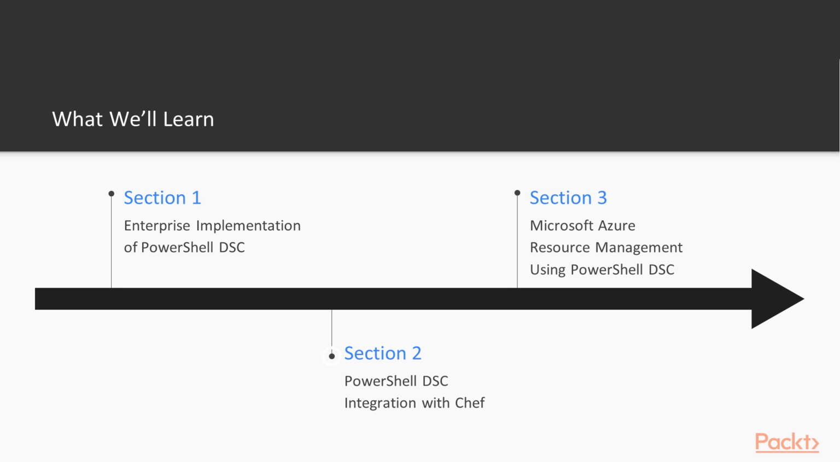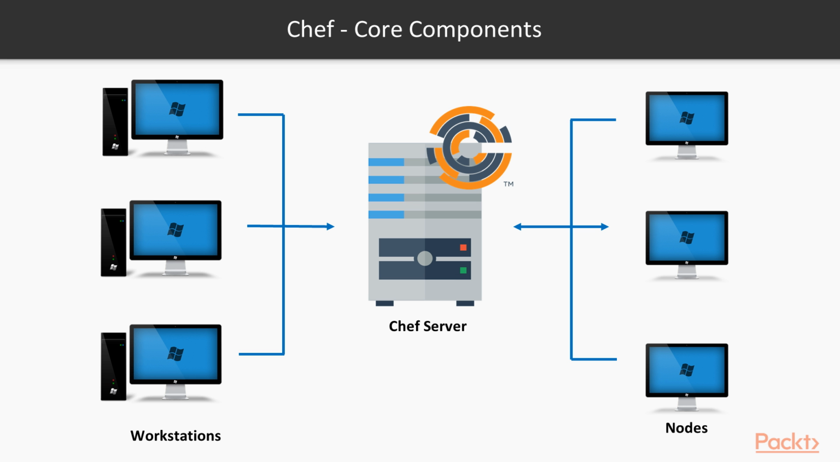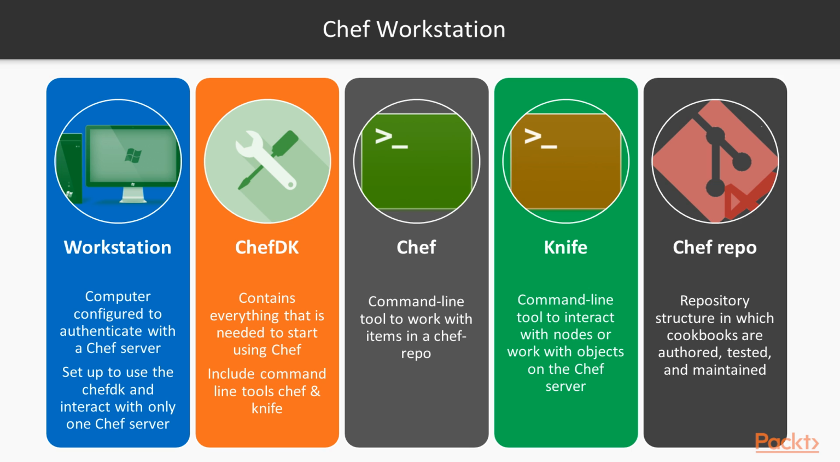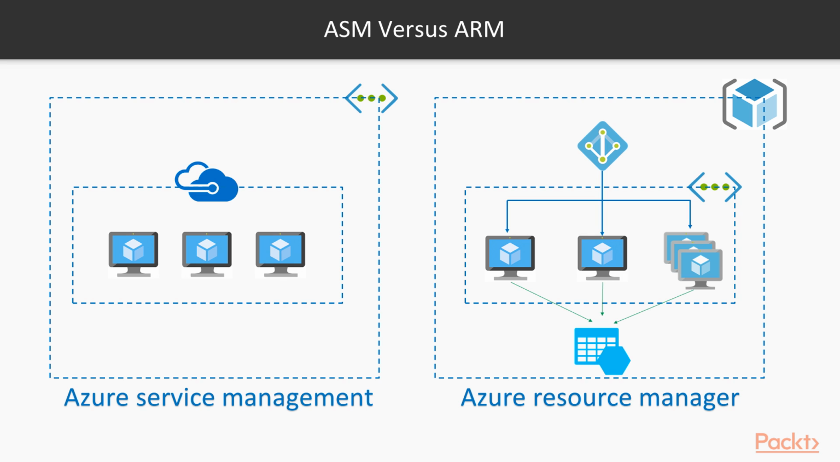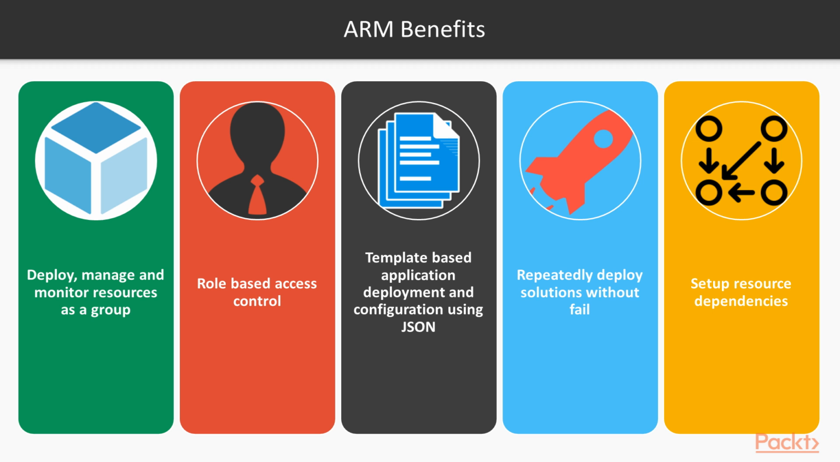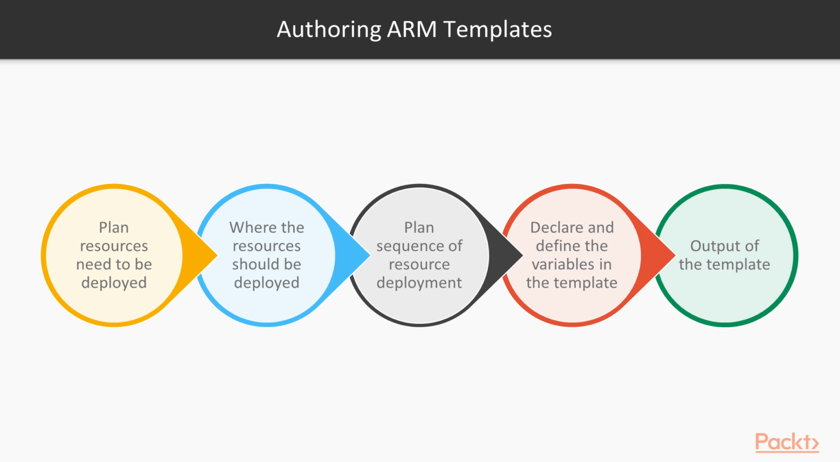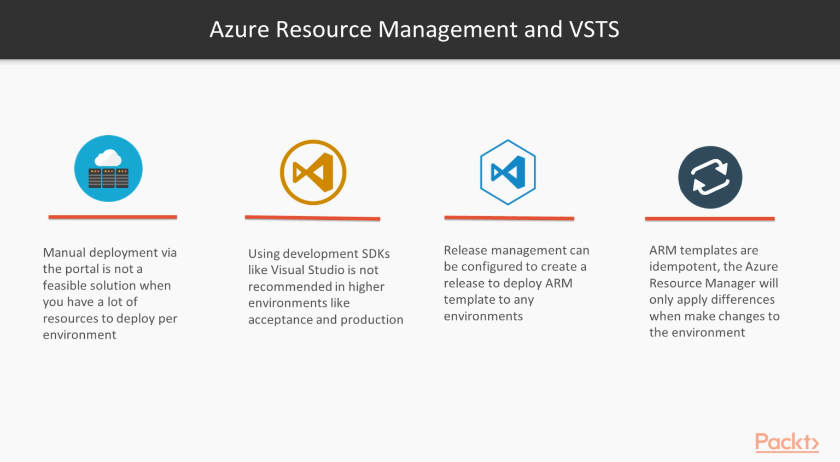Going further, we'll see how PowerShell DSC can be integrated with some popular DevOps tools like Chef. We'll see how using Chef recipes we can invoke DSC resources on target nodes. We'll end this course by looking into the enterprise implementation of PowerShell DSC on Microsoft's hybrid cloud platform, that is Microsoft Azure. We'll see how using release management and ARM templates, we can create infrastructure in Azure and deploy applications automatically to Azure from Visual Studio Team Services.